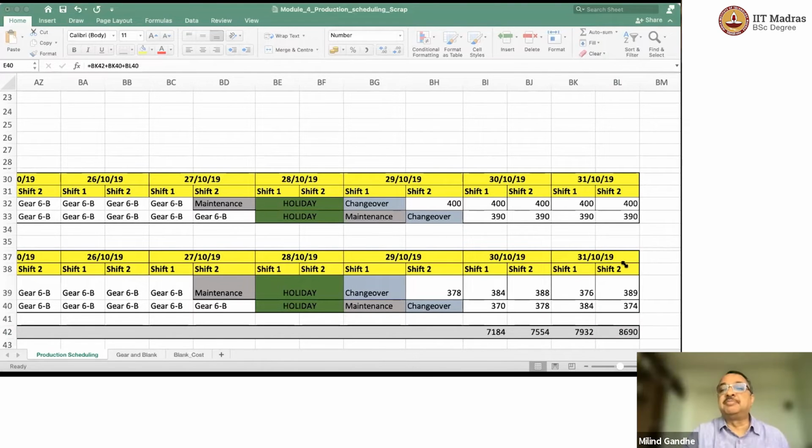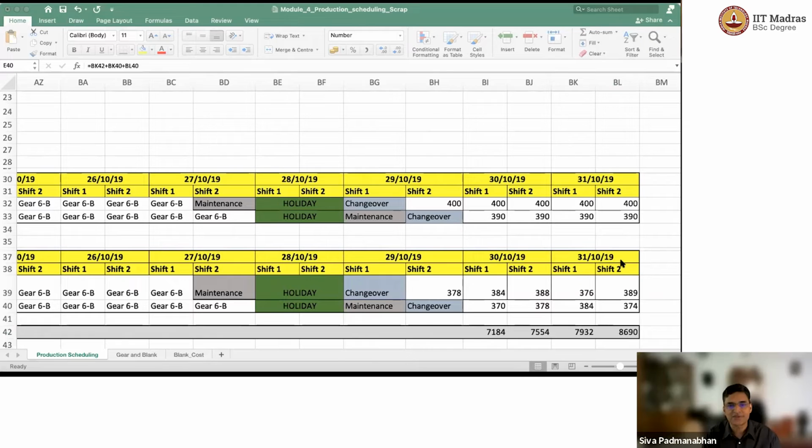You want me to bring up the picture, Shiv? Yes, for the overall equipment efficiency. That will show how it's calculated.